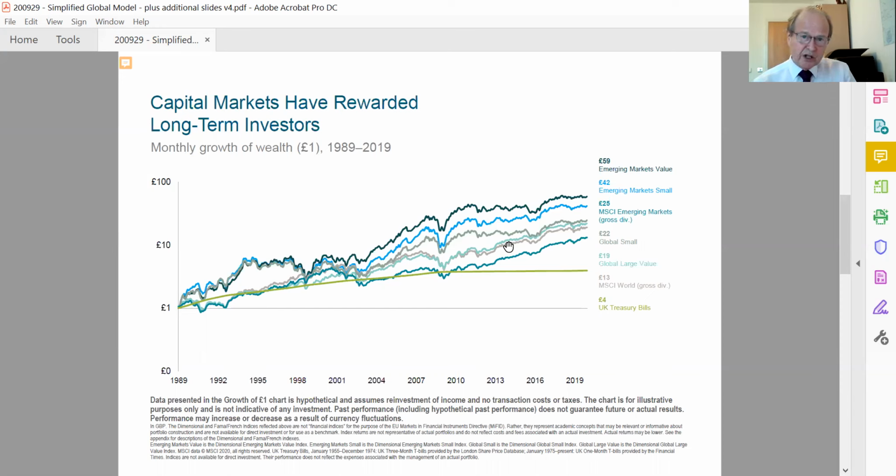And you will also note that emerging markets have performed even better than the developed markets, but of course they are more volatile and more risky, but they do have a place within the portfolio.